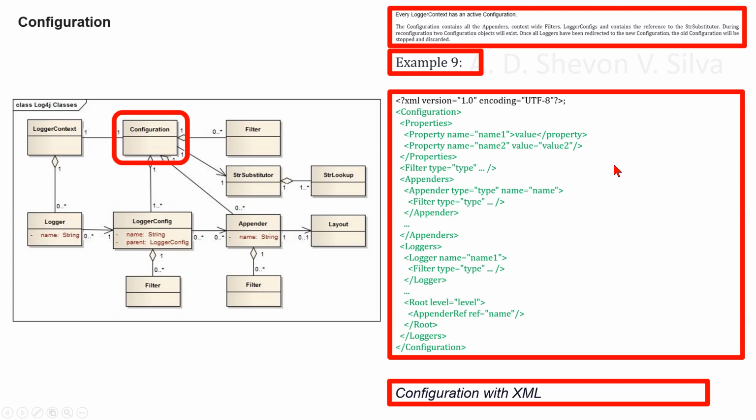For example, instead of the console appender being configured using an element named console, it is instead configured as an appender element with a type attribute containing console.